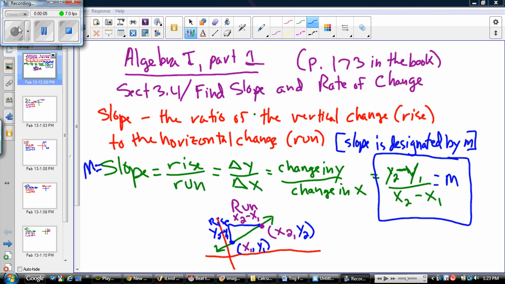Welcome to Algebra 1, Part 1, Section 3.4. Find slope and rate of change. Slope is the ratio of the vertical change, which is the rise, that's up and down, to the horizontal change, the run, that's left and right.